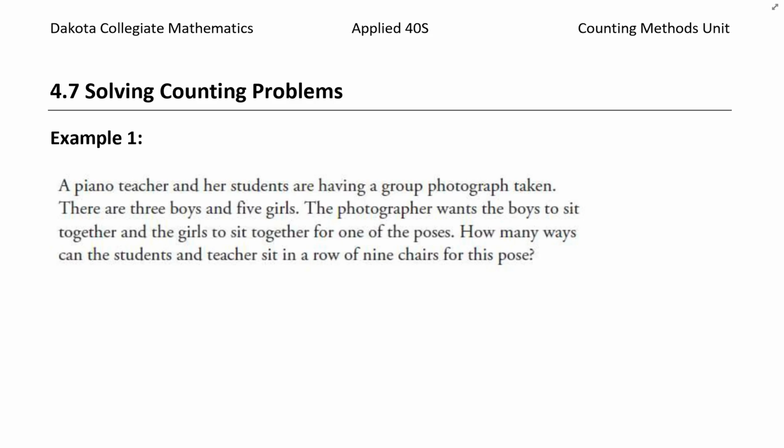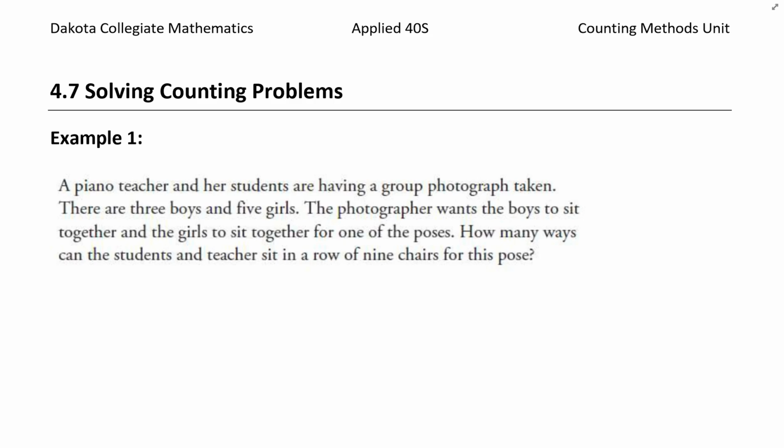So it says a piano teacher and her students are having a group photograph taken. There are 3 boys and 5 girls. The photographer wants the boys to sit together and the girls to sit together for one of the poses. How many ways can the students and teacher sit in a row of 9 chairs for this pose?